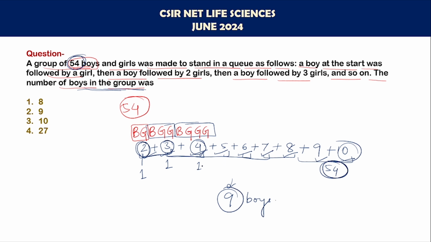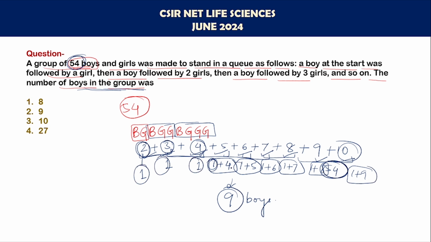Understood how it is coming? Here 1 plus 4 girls were there, 1 boy was there. Again here 1 plus 5 was there, then 1 plus 6, then 1 plus 7. This was the group formation, right? 1 plus 8, 1 plus 9. So if we calculate these, 1, 2, 3, 4, 5, 6, 7, 8, and 9, right? So in total there are 9 boys. The second option is the correct option.